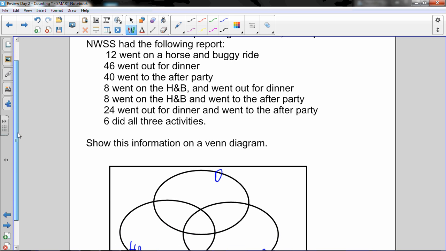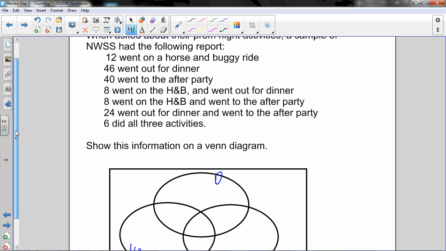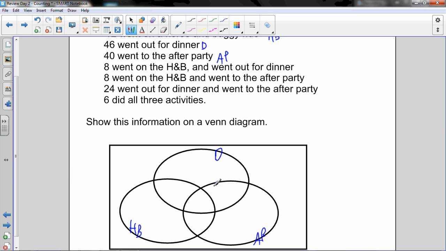And how we handle these Venn diagrams, remember, there's sort of 3 activities. And you kind of pick them out. There's people went on a horse and buggy ride. I'm going to call that set HB. Went out for dinner, I called that set B. Went to the after party, AP. And then I've got sets of people, right? So in each of these regions represents a different set of people.